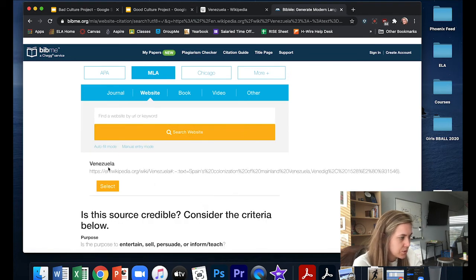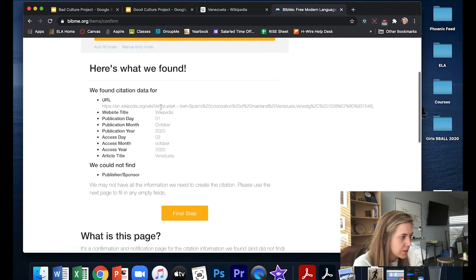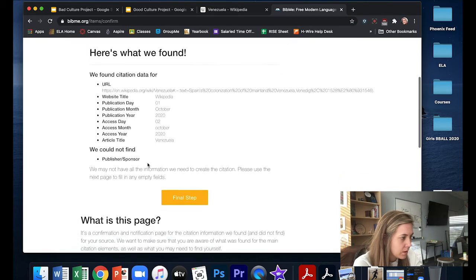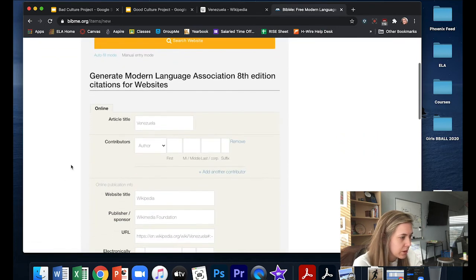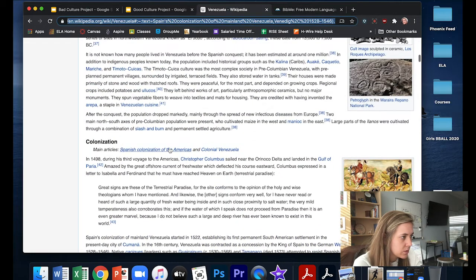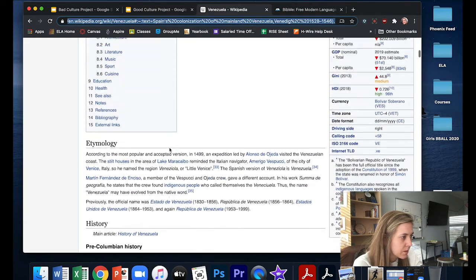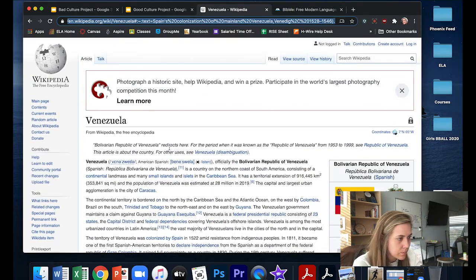Okay, so this is what it popped up with, and we're like, yes, that is the one we want, select. Then we scroll down a little bit and it says, here's what we could find about it. They could not find a publisher or a sponsor, which makes sense, right? It's Wikipedia. They're not really going to be able to find an author necessarily. I mean, we can search through and see if there's any authors, but I don't believe that it's going to be posted anywhere here. Yeah, it's not.